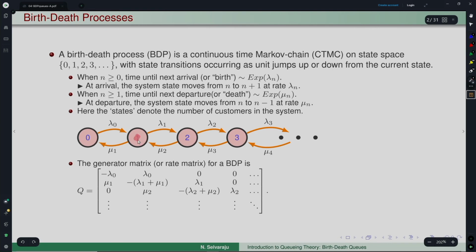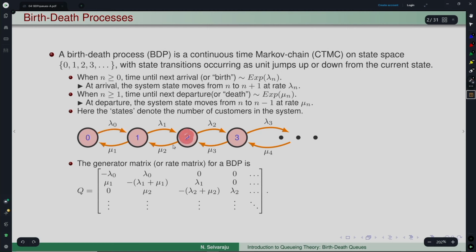Now, here you see, for example, here it is lambda naught, which means once you start the system, suppose it is 0 that you are observing at a point of time, then it will remain at 0 for an exponential amount of time with parameter lambda naught. Okay. At state 1, similarly, before it makes a transition to the next state.